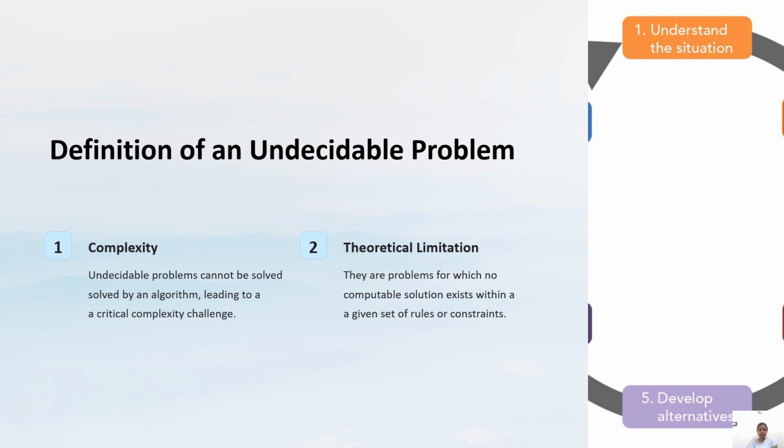Definition of an undecidable problem. Complexity: undecidable problems cannot be solved by an algorithm, leading to a critical complexity challenge. Theoretical limitation: they are problems for which no computable solution exists within a given set of rules or constraints.